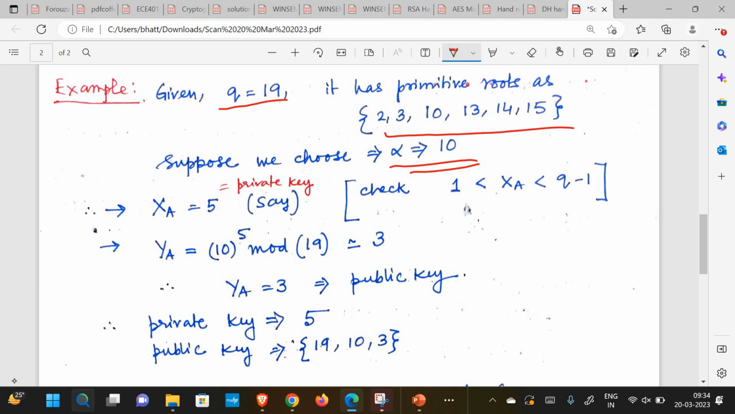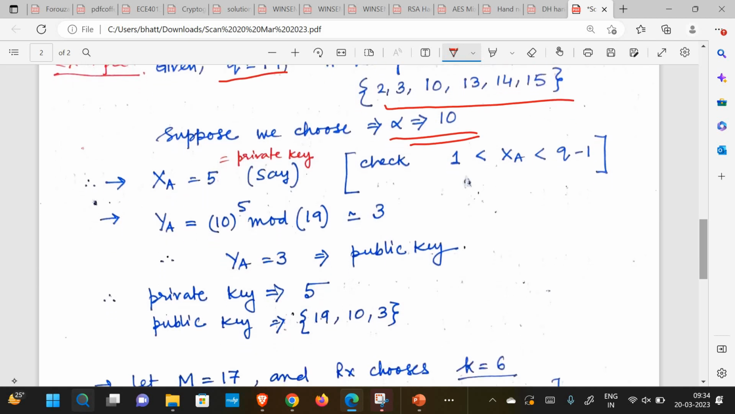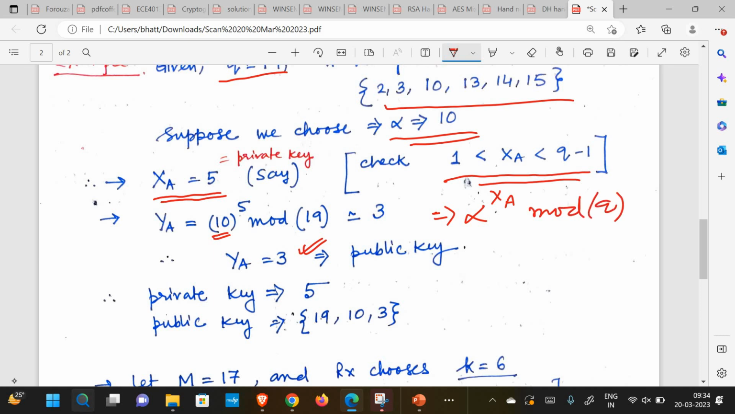Alright, so this satisfies the condition. And we have chosen XA equal to 5 because that also has a condition that the private key should be within Q minus 1, like on the previous page. So YA we are getting as 3 by substituting in the equation. So this is my alpha. What was the equation? Alpha to the power XA mod Q. So we are just substituting over here and we are getting the public key.